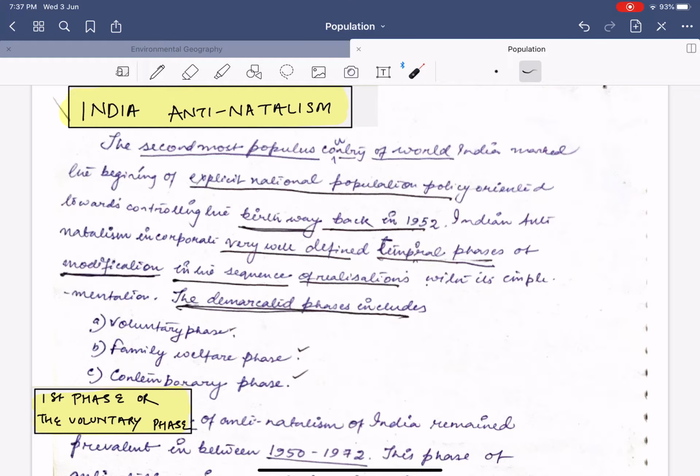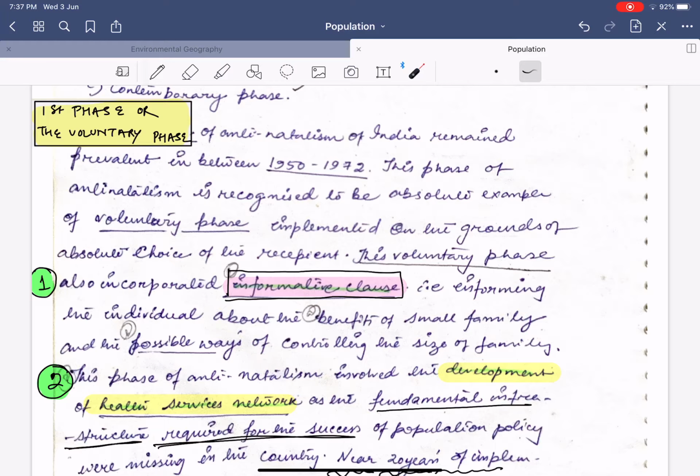A simple definition can also do. No need to write such a complicated definition. Now, the first phase, the voluntary policy. This phase of the antinatalist policy is called the voluntary policy. Voluntary policy means that the people who would be the main implementers of this policy would have the choice whether they want to implement this or they don't want to implement this. There would be no forceful implementation of any policy.